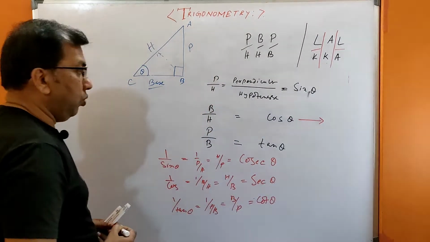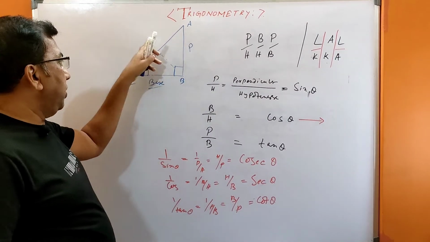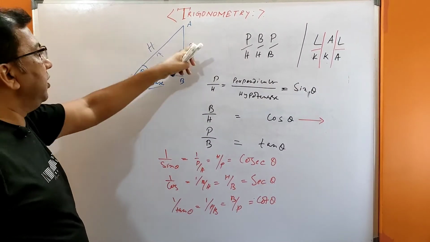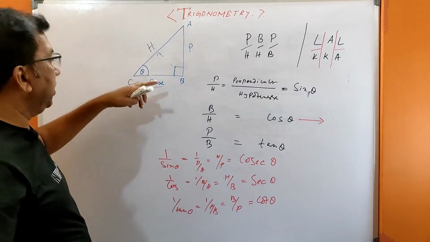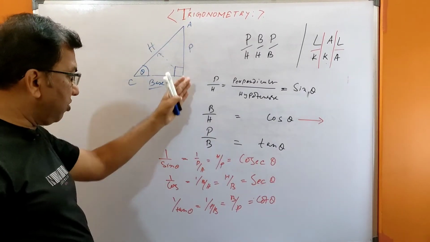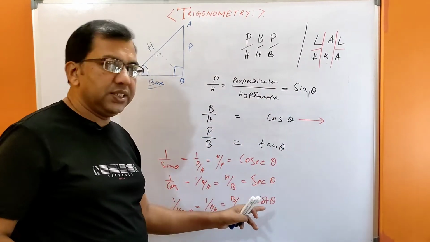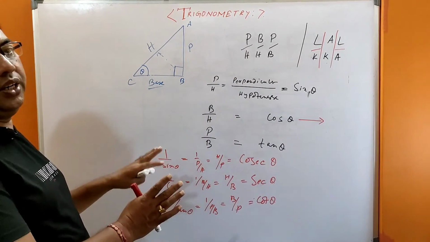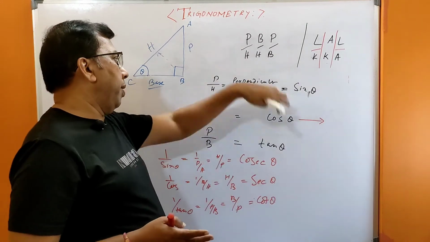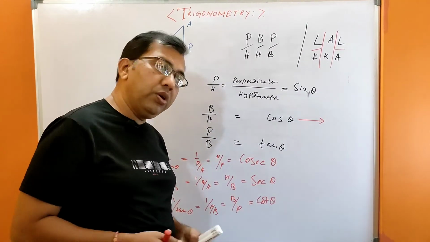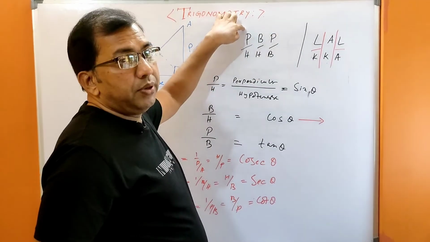So we have got 6 relationships. This by this, this by this, this by this, and again this by this, this by this, this by this. So 3 and 3, 6: 1, 2, 3, 4, 5, 6. We have got 6 relations in this first video of the chapter. So what is sin theta? Perpendicular by hypotenuse. You have to remember it. If you don't remember this, go through this relation.